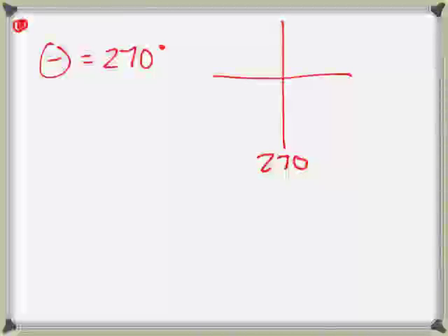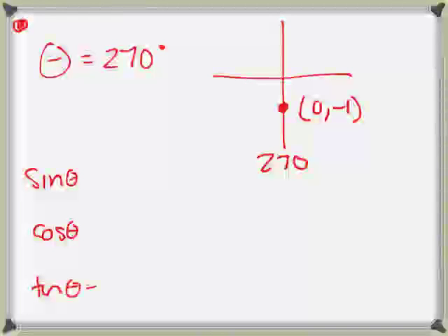270 is straight down in our circle, and that point is over 0, down 1. So for our first 3 trig functions, sine, cosine, and tangent, we take them directly from that point, alphabetically. So the cosine is the first part, the sine is the second part, and tangent is sine divided by cosine. 0 on the bottom is undefined.